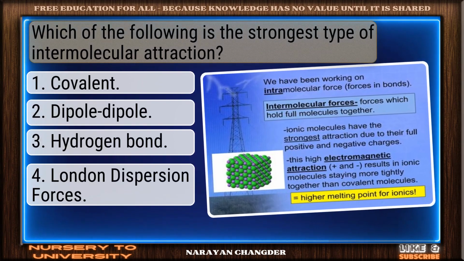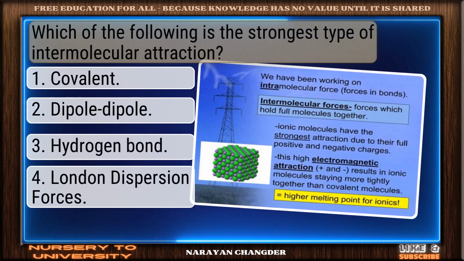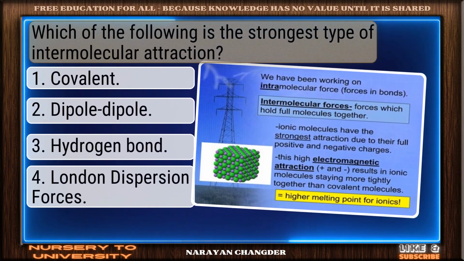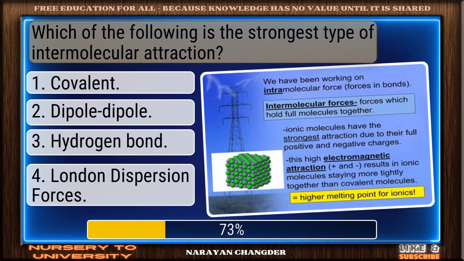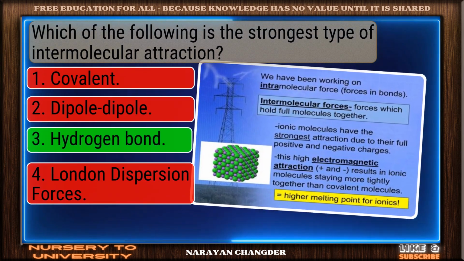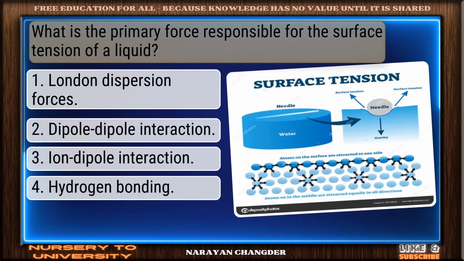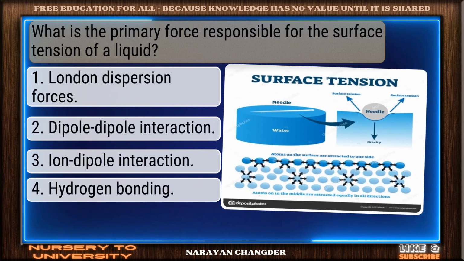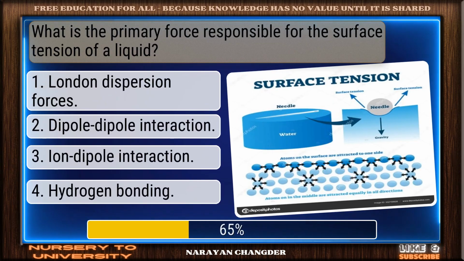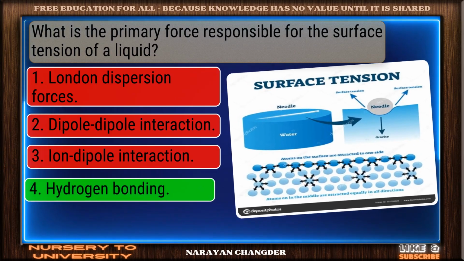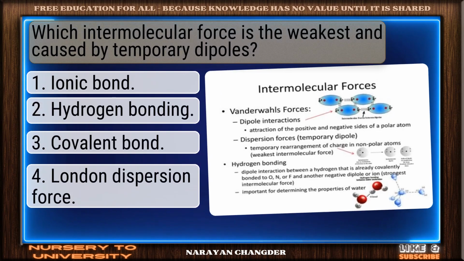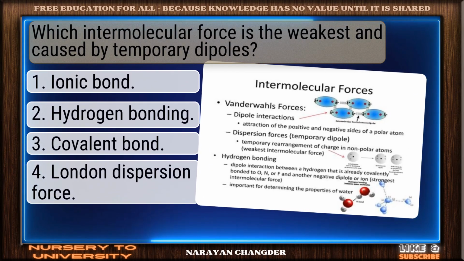Which of the following is the strongest type of intermolecular attraction? Great thinking. Hydrogen bond is the right choice. What is the primary force responsible for the surface tension of a liquid? Bravo! Hydrogen bonding is the answer. Which intermolecular force is the weakest and caused by temporary dipoles?